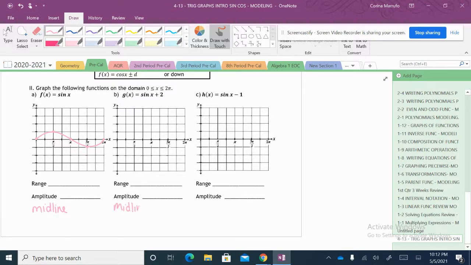Midline, it didn't come out. I don't know why. Midline. Okay. Now, if we take our sine function and we add 2, that means that we're going to move up 2.